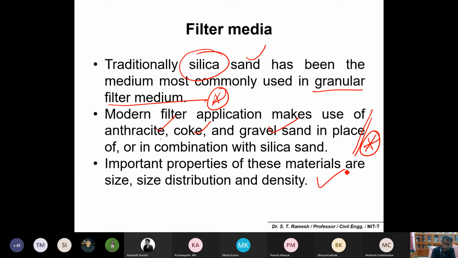So the important properties of these materials are size, size distribution, and also density of the material. Size you are familiar with. This is similar to how to plot a gradation graph for a uniformly graded soil from a soil mechanics point of view.